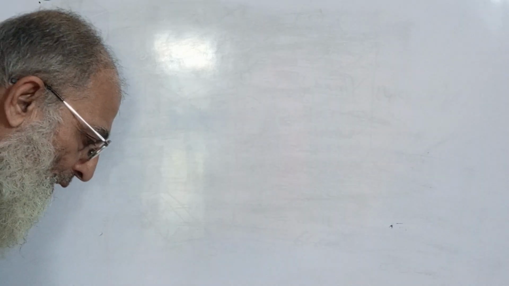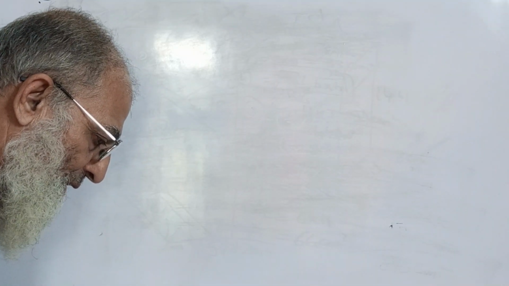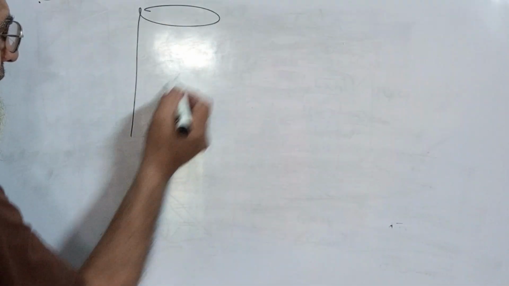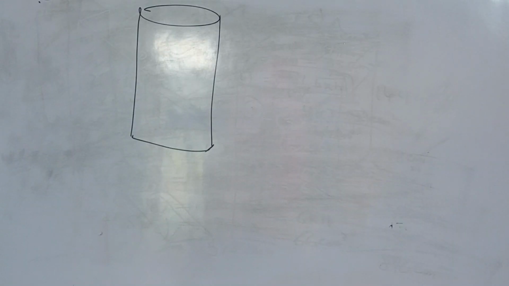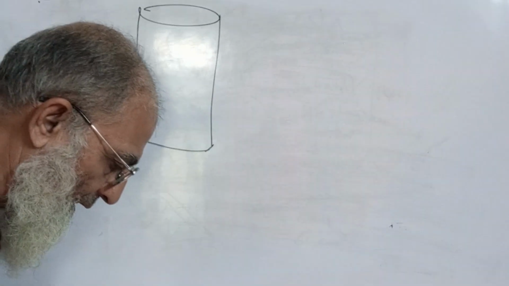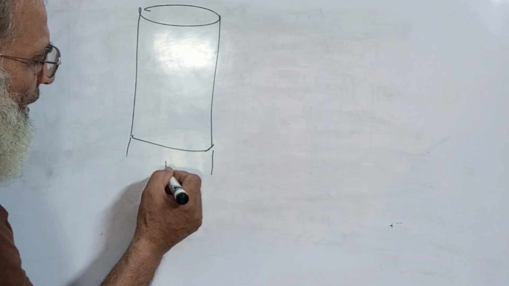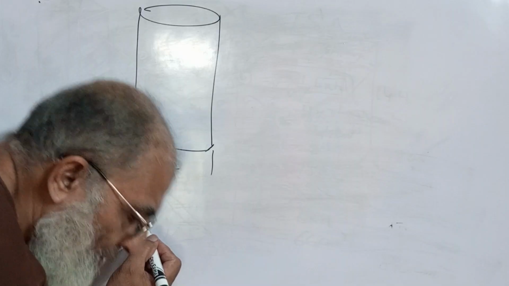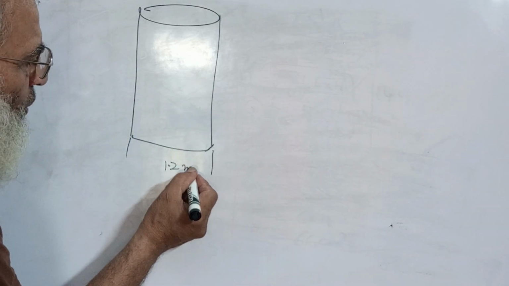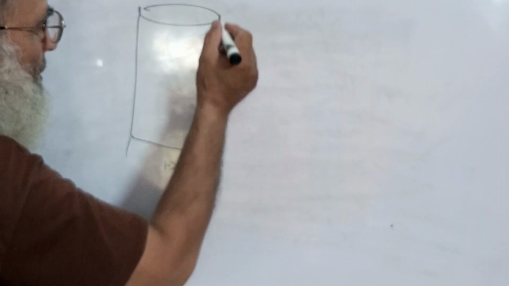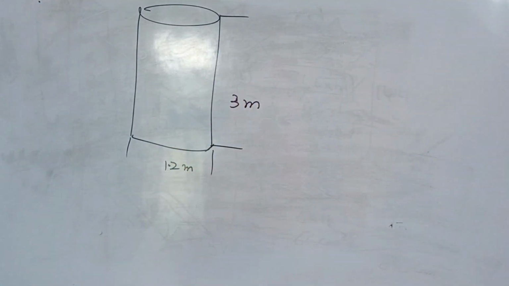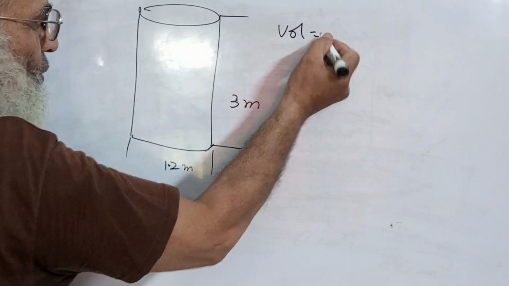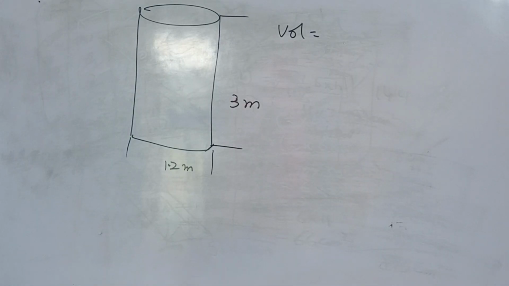The diagram shows a cylindrical drain. Calculate the volume of the drain. Now we have to calculate the volume of the drain, the part which is only useful to us, so I am going to draw that only. The diameter of this is 1.2 meter, and this is 3 meters from here to here. Only volume, nothing else, no lateral surface area.